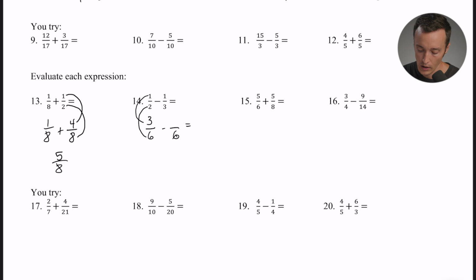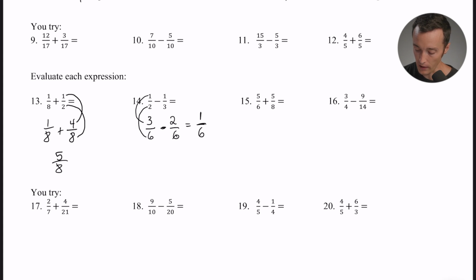Okay, how about the 1/3? What did I do to that 3 to turn it into a 6? Well, I multiplied it by 2. So let's do the same thing on the top. If I take 1 times 2, I've got 2, so 2/6. And that was the hard part. The easy part is just doing the subtraction. Now that you have a common denominator of 6, it'll stay 3/6, subtract 2/6, leaves me with 1/6.